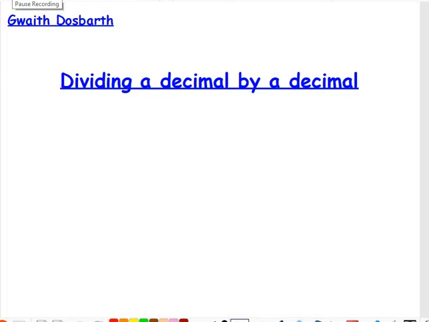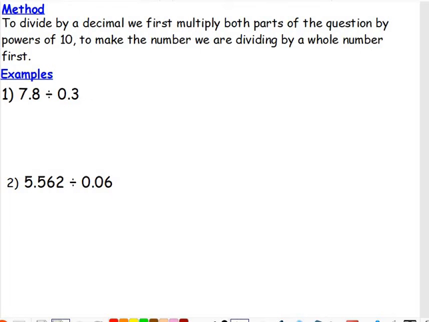Today's topic of decimals, but we're going to be looking at dividing a decimal by a decimal. You have covered this in previous years, but we do need to recap it to make sure that you can still do it. So if you can write in your big books, gwaith dosbarth, dividing a decimal by a decimal, and today's date.